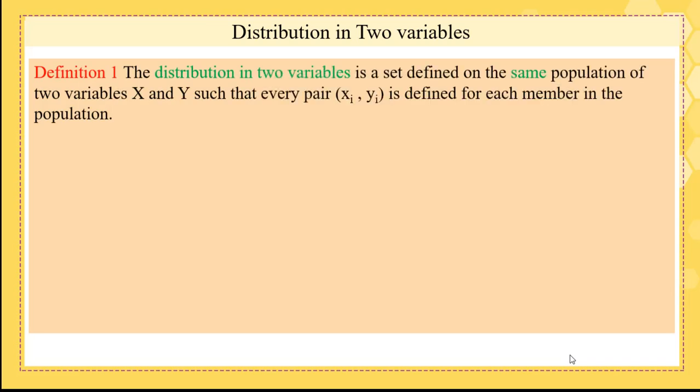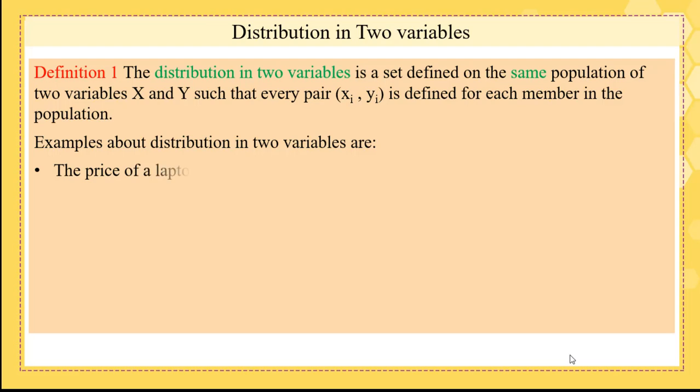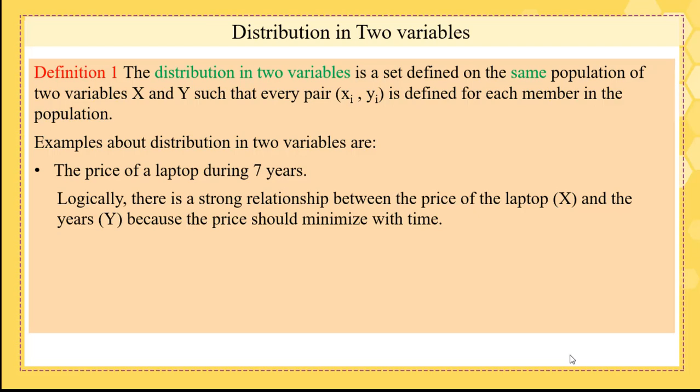Definition 1. The distribution in two variables is a set defined on the same population of the two variables x and y, such that every pair xi, yi is defined for each member in the population. Examples about distribution in two variables are: the price of a laptop during 7 years. Logically, there is a strong relationship between the price of the laptop x and the years y because the price should decrease with time. So here in this example, we have two variables. The first one is the price of a laptop and the second one is the year.